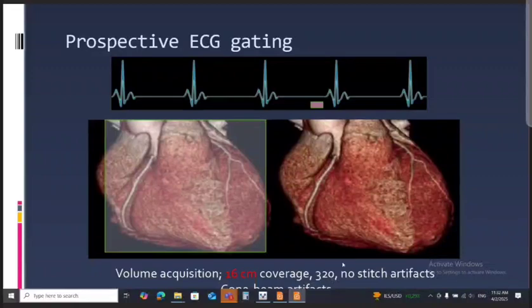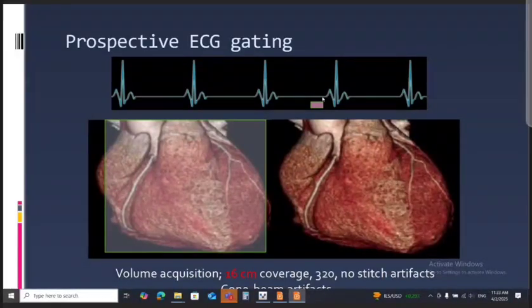320 detectors, we have the heart, all the heart acquired in a single cardiac beat, and this allows us to have a good quality examination free of cardiac motion artifacts. But on the other hand, in this acquisition, the patient receives a very small amount of radiation, and so the images are slightly blurred by the low radiation.